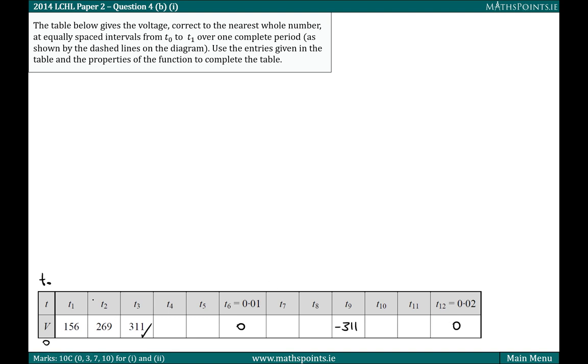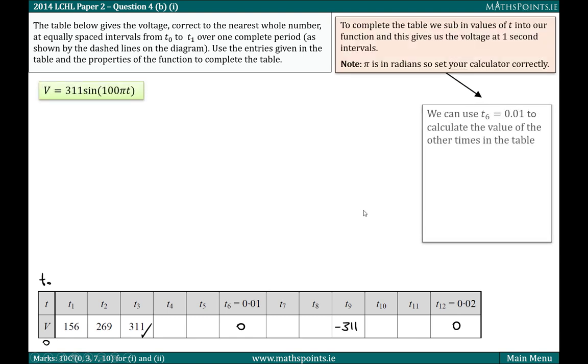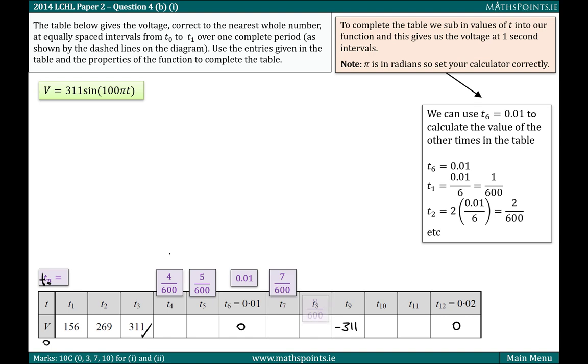Well, it's just about figuring out T1, T2, T3, T4, T5, etc. What is their period of time? So if we take T6, for example, as a starting point, we know that T6 is equal to 0.01, and there are 6 periods of time from T0 to T6. So break 0.01 down into 6 equal parts, and each part is 1 out of 600 seconds. So T1 is 1 over 600, T2 is then 2 out of 600, T3 is 3 out of 600, and so on. And so if we put those numbers into the formula one at a time, we can figure out the values for our table.